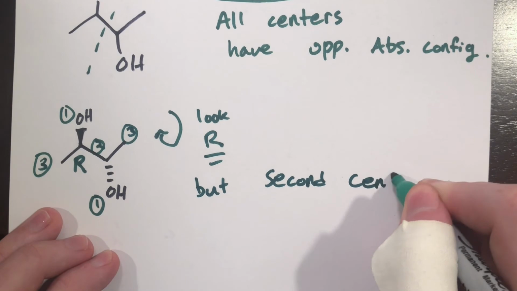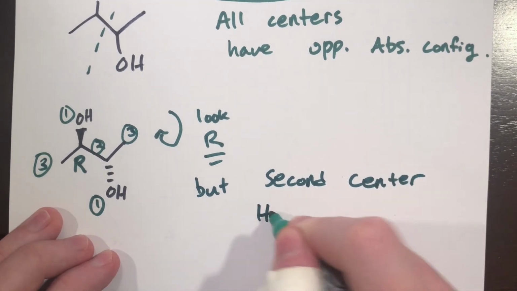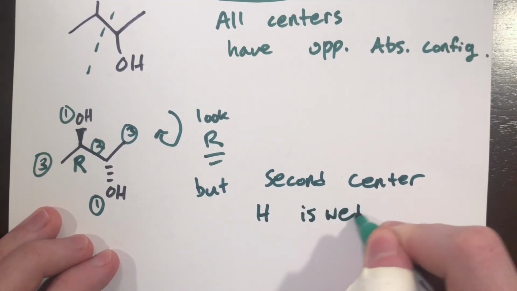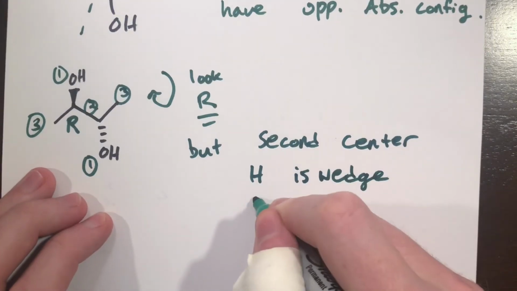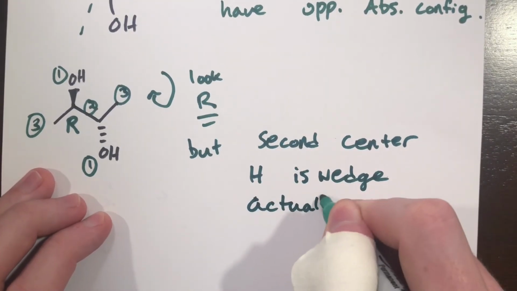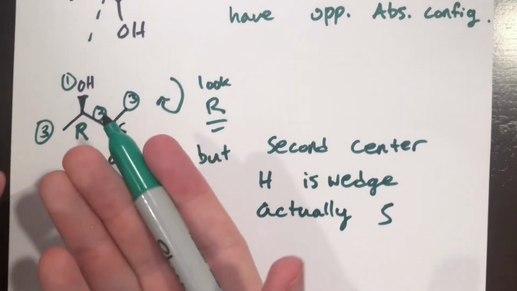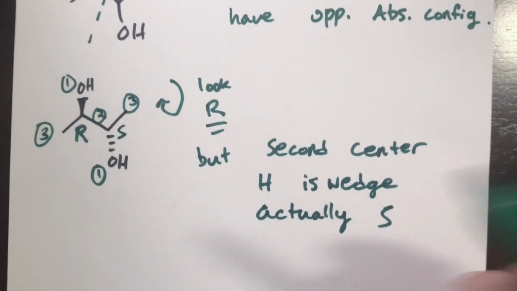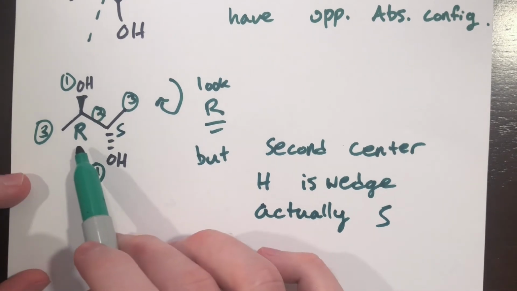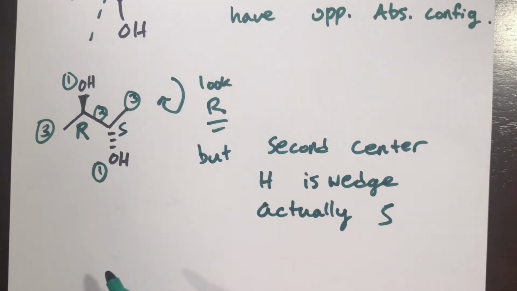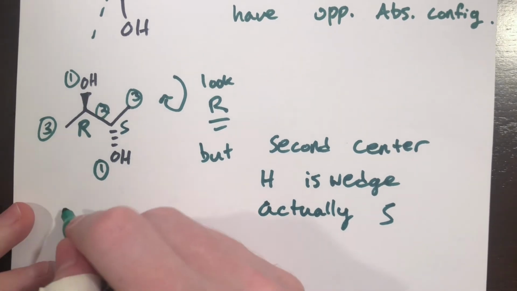so for the second center, the hydrogen is a wedge. So it's actually S. It's actually the opposite of what it appears. So this one is S. Now if we look at our resulting molecule, this is meso, right? We have R and S, we have an internal plane of symmetry, we have two chiral centers whose absolute configurations cancel, so therefore this is meso.